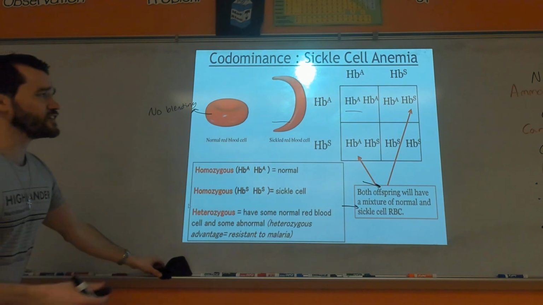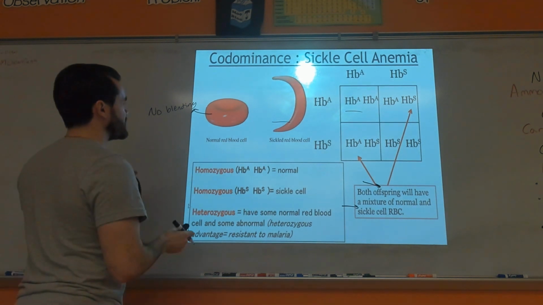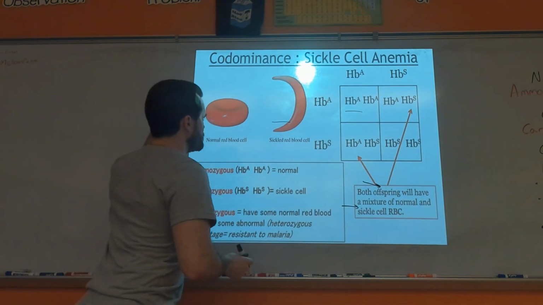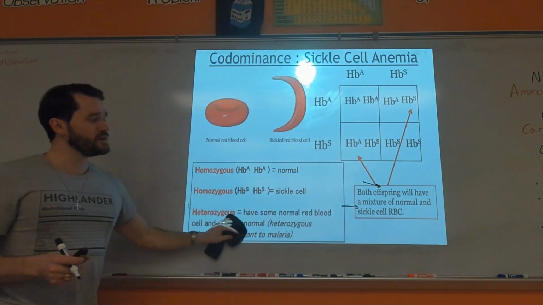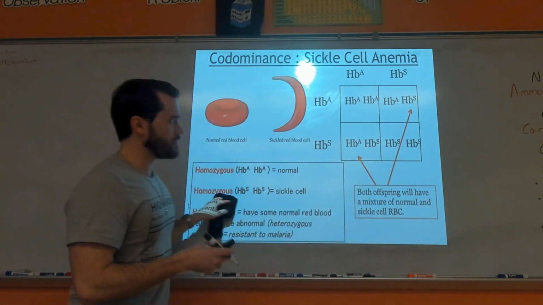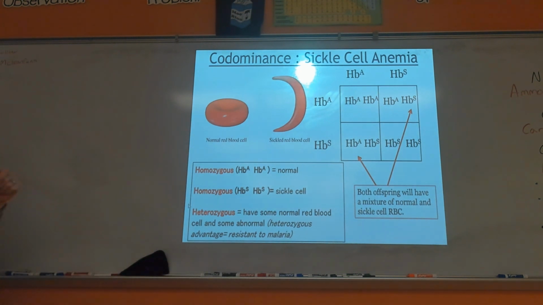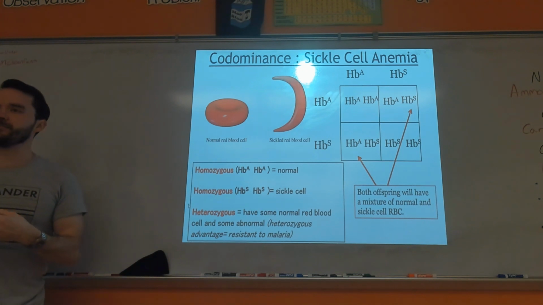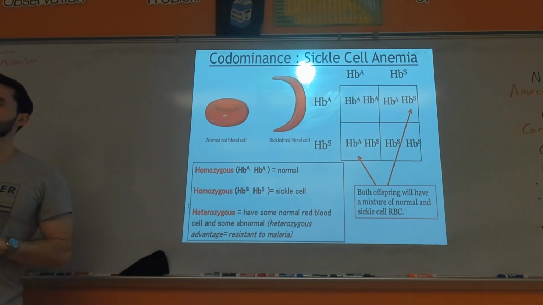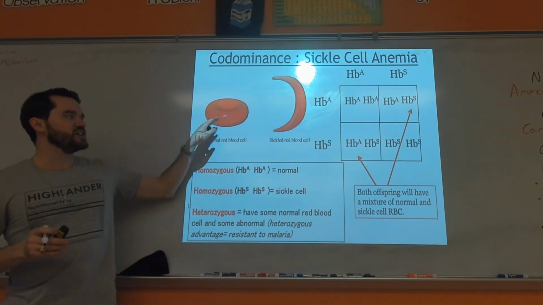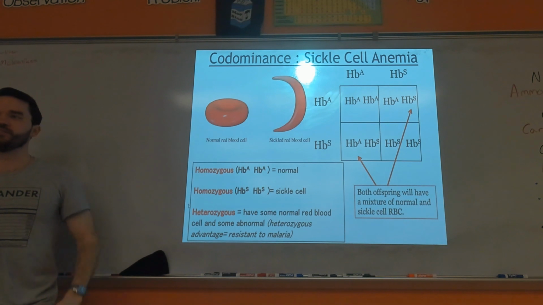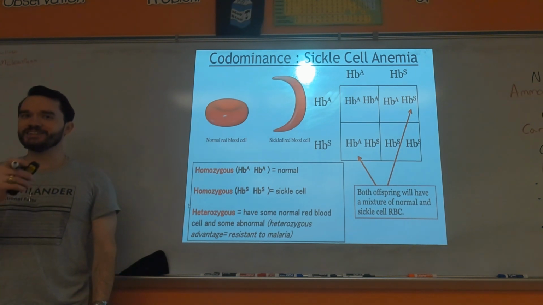All right. Another example of codominance would be sickle cell anemia. This is an example you really want to make sure you know for the AP exam, because it's very medically based. The idea of sickle cell anemia is that you have normal red blood cells with a disc-like shape, as opposed to a sickled red blood cell with this sickle shape. Just looking mechanically at those, what would be the difference there?